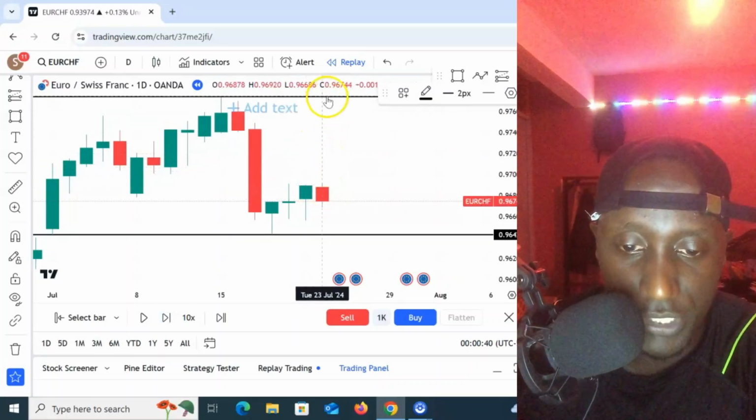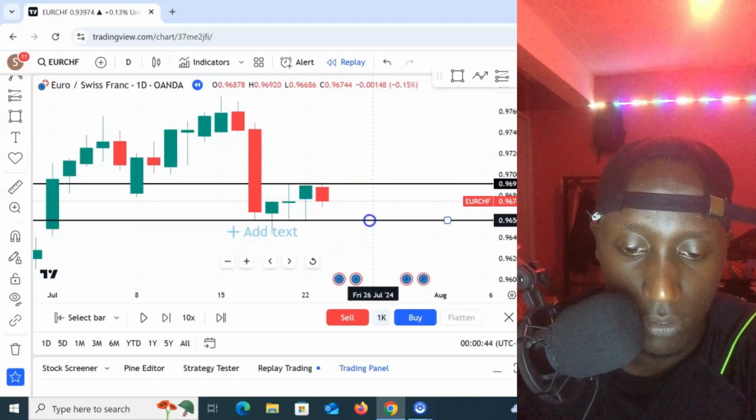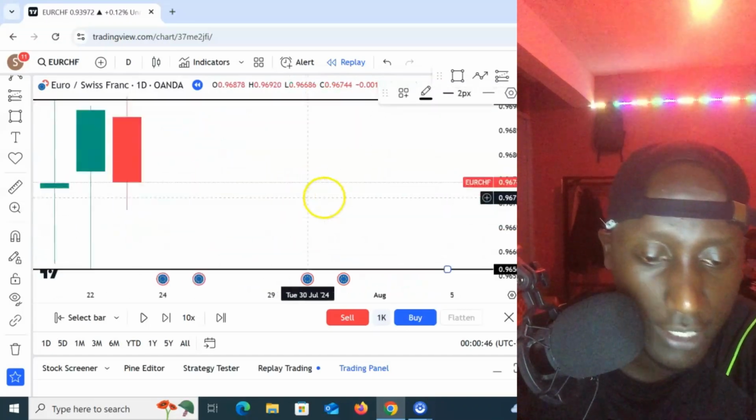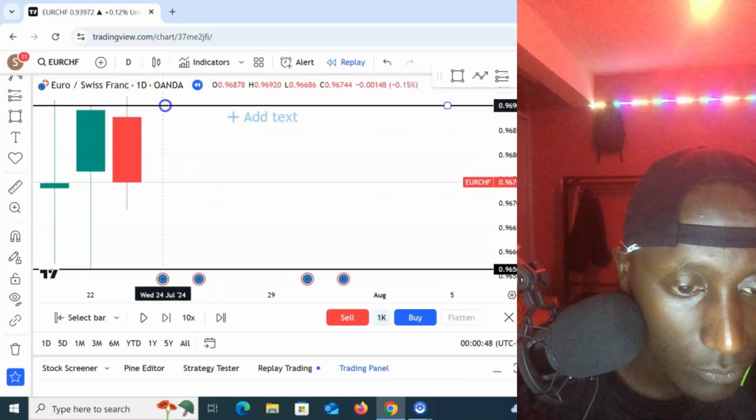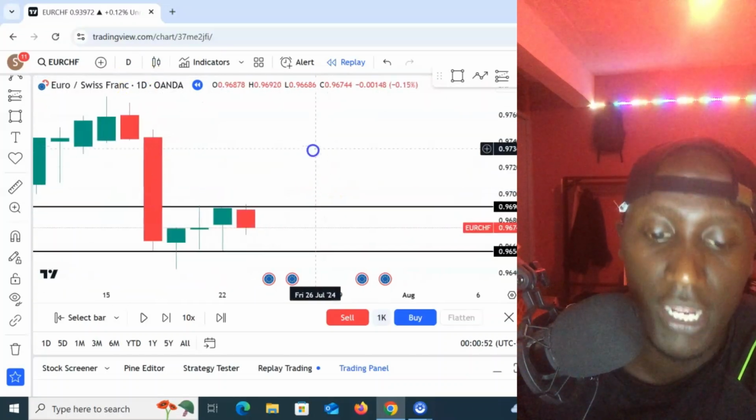All right, so we start again. This is our high, this is our low on Monday. Tuesday breaks out, so this is Monday. Tuesday breaks out, closes bearish.